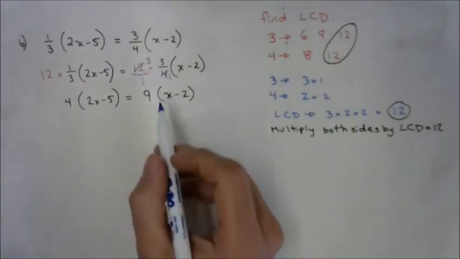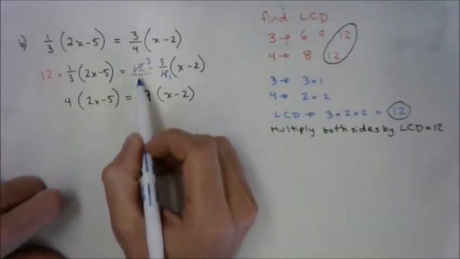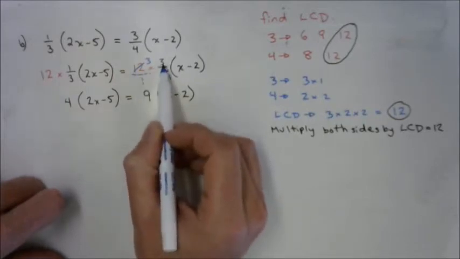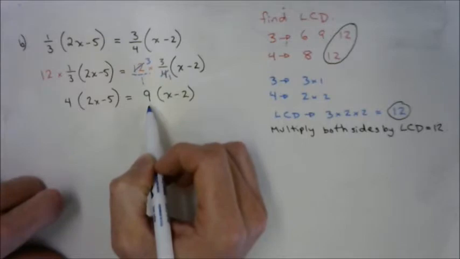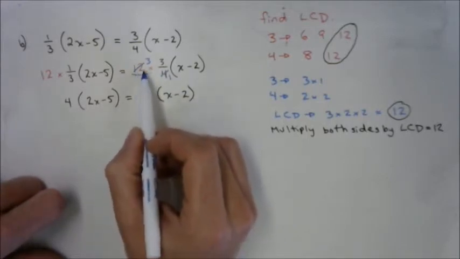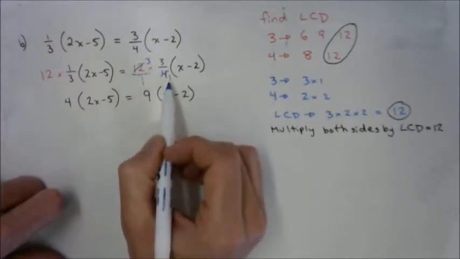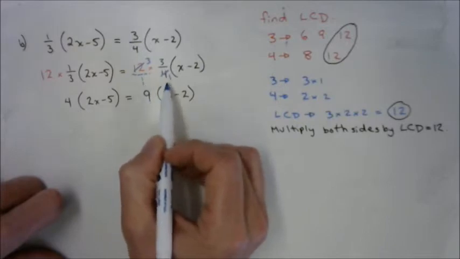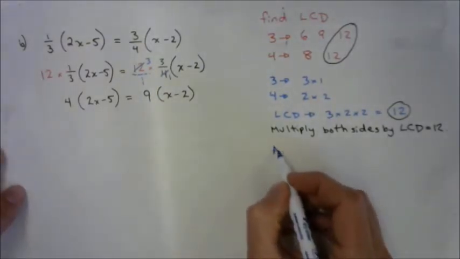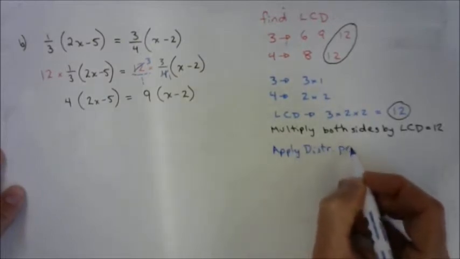Okay, so here's how we got that number 9. 12 is 12 over 1. Multiplying fractions is top times top, bottom times bottom. So we could do 12 times 3, 36, divided by 4, that's 9. Another way to think about it is we could do 12 divided by 4, or reduce that to 3 over 1. And now we just have 3 times 3 over 1 is 9. Okay? The next step, apply the distributive property.